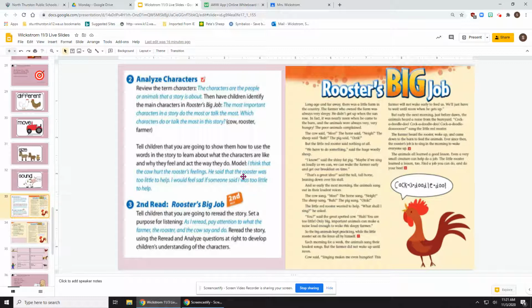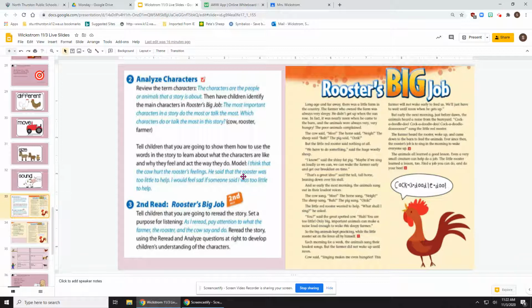Okay, so the rooster, did you say maybe feels sad? And how do you know? Because he's sitting by himself and he wanted to help, and the cow said he was too little. So the rooster is feeling sad. So now we know more about the character, about the rooster. He wants to help, but the cow won't let him, and he's sitting by himself and he's sad.